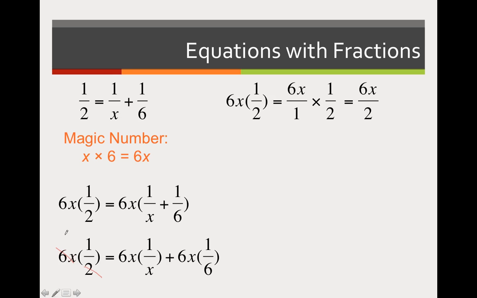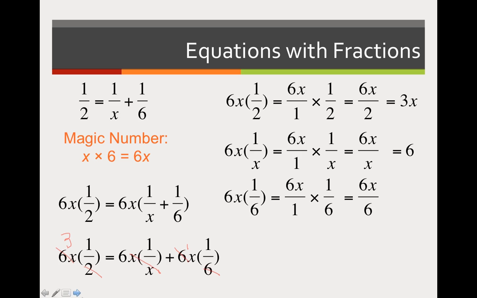6 divided by 2 is 3. x divided by x is 1. 6 divided by 6 is 1. And that will allow us to skip all of these steps and come straight here. So 3x times 1 is 3x, 6 times 1 is 6, and x times 1 is x. Anything times 1 is itself. So that's how we were able to just get through this.